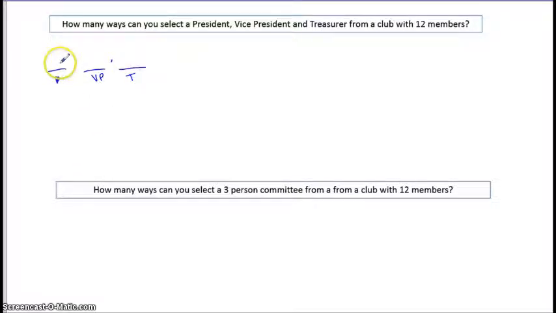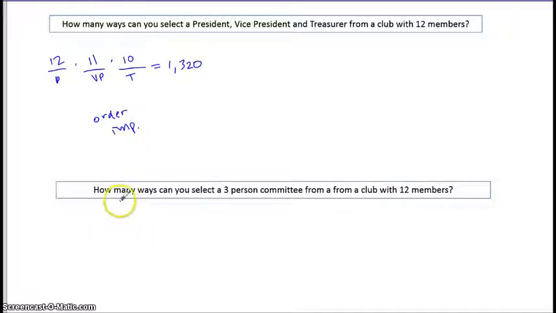Here, order is important because when we pick the first person, they're going to be the president. That's different than picking that person to be the vice president. So when we pick the first person, there are 12 possibilities for the president. Once we've picked one, there are 11 possibilities left for the vice president. Once we've picked a vice president, there are 10 left for the treasurer. When we multiply those out, we get 1,320. So this is a situation where, again, order is important.